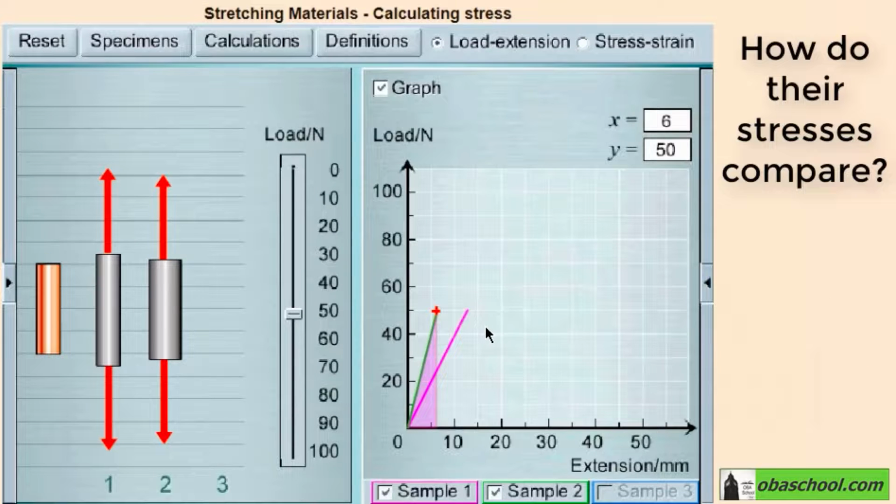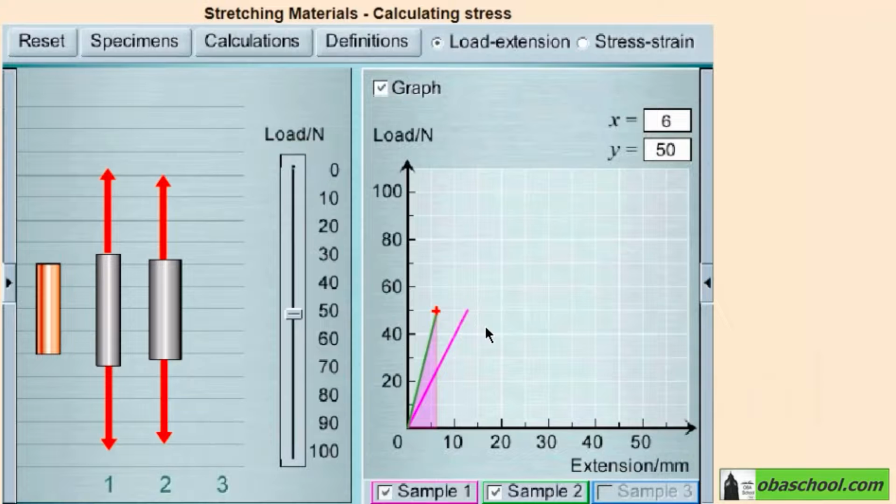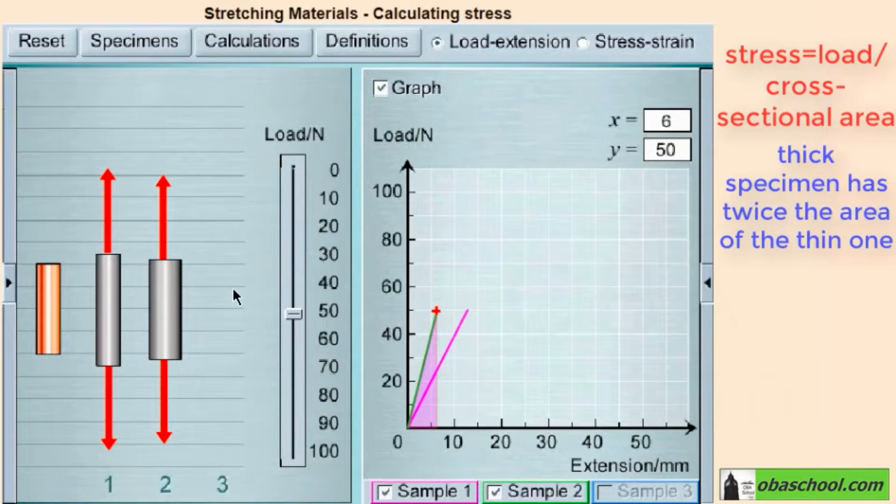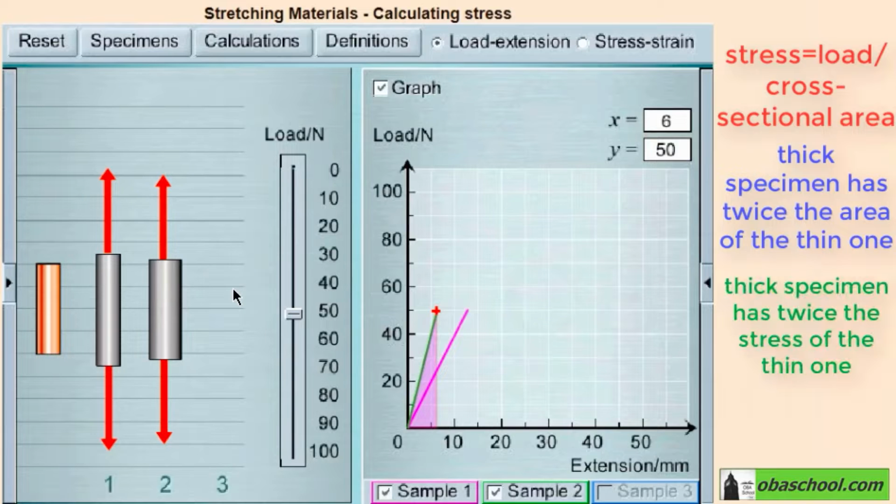Now, how do their stresses compare? Well, since the stress is calculated by the load divided by the cross-sectional area, and since the thick specimen has twice the area of the thin one, then the thick specimen has half the stress of the thin one.